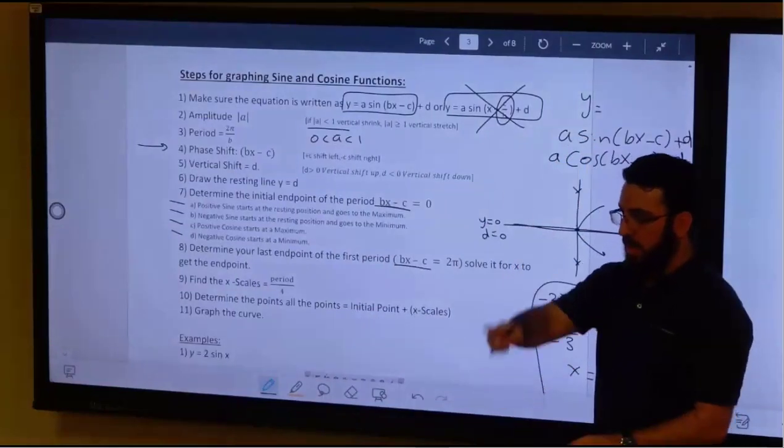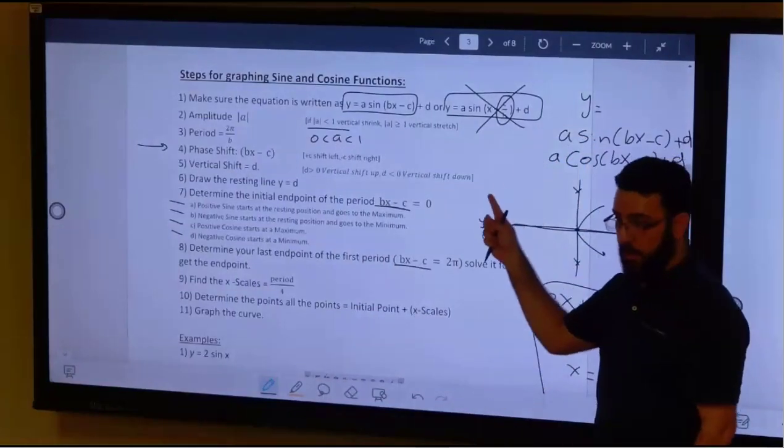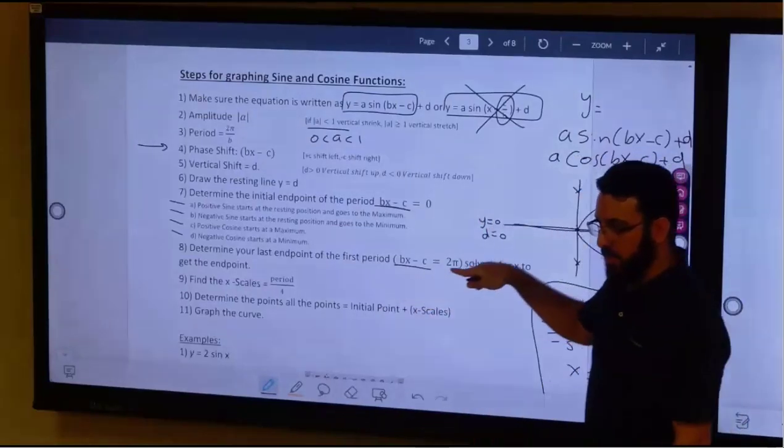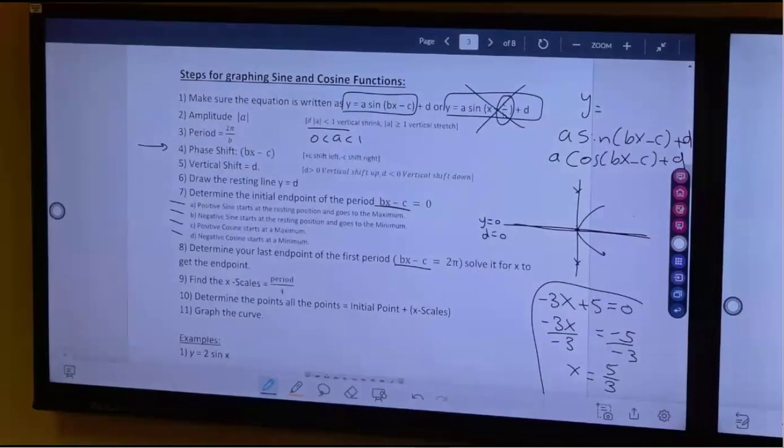Start from 0, then what? Pi over 2, then pi, then go back to the original one. You got it? That was one circle. So always divide it by 4, always.